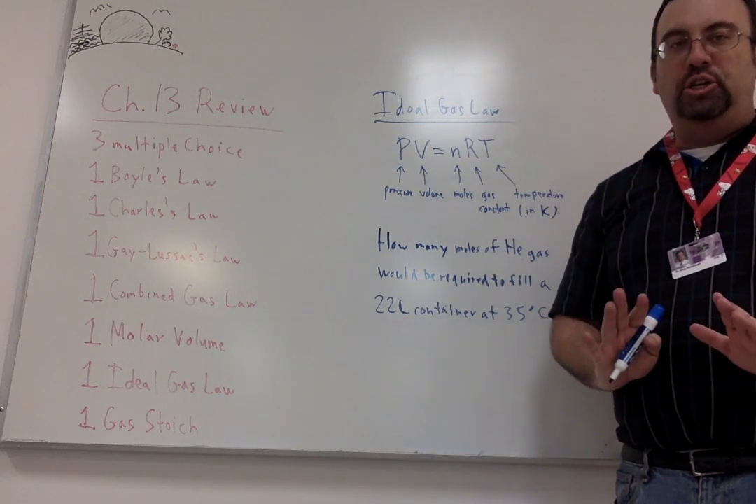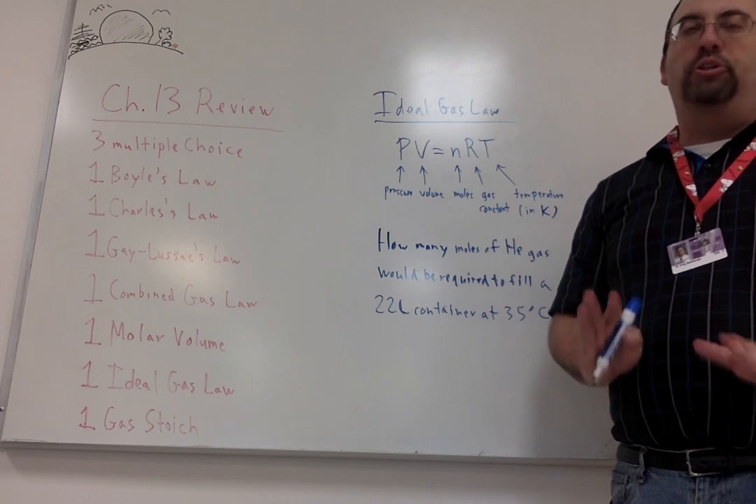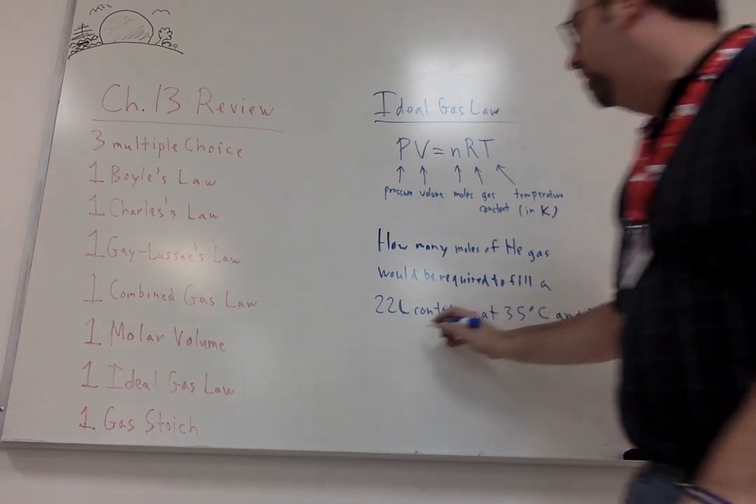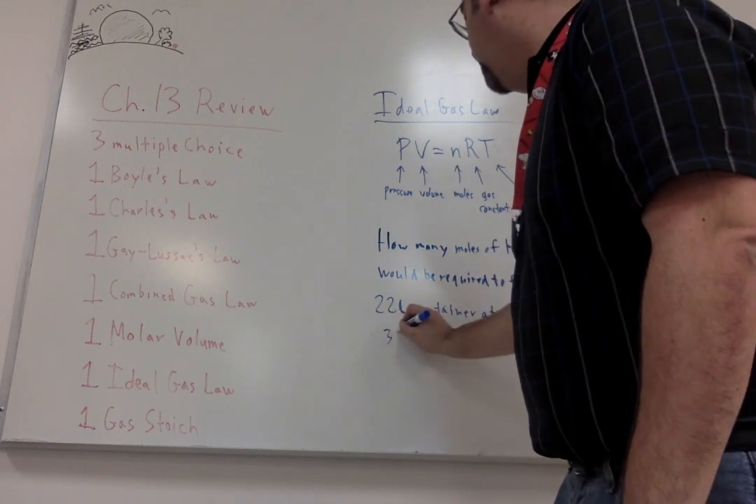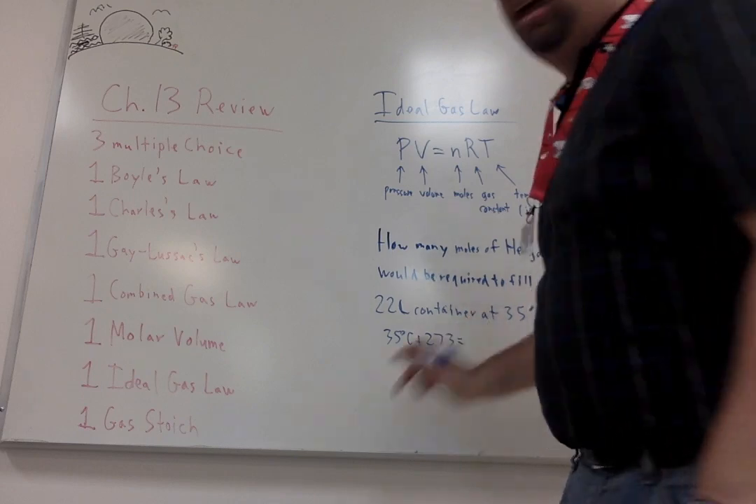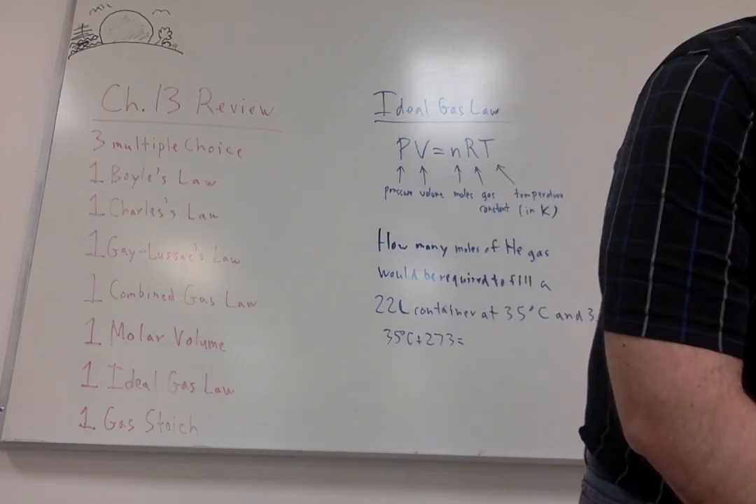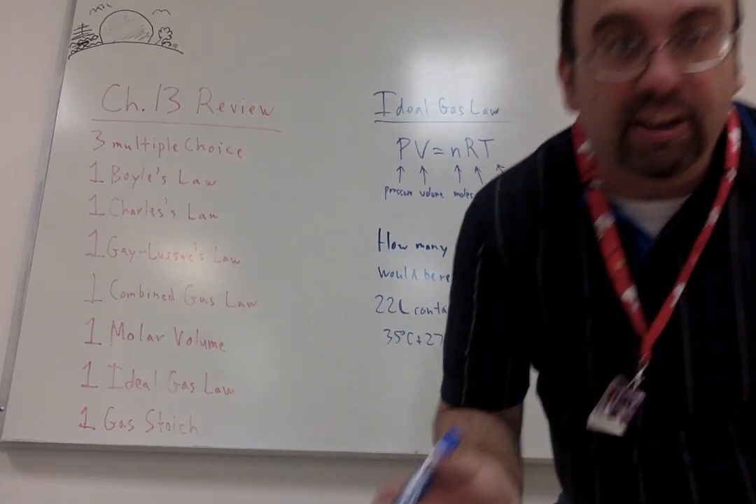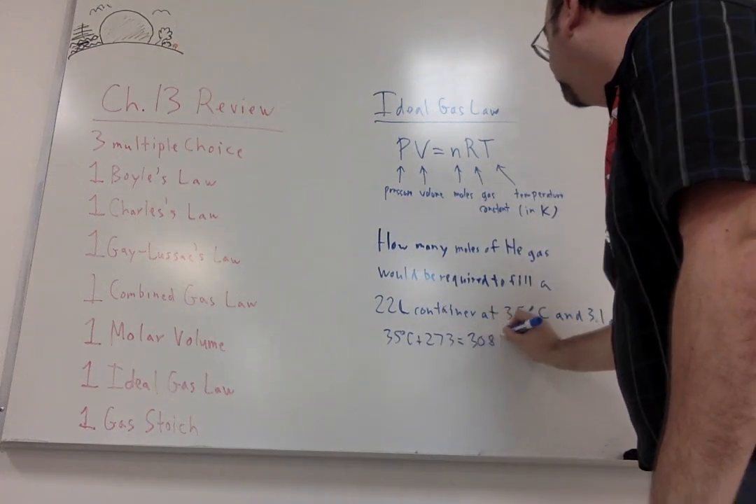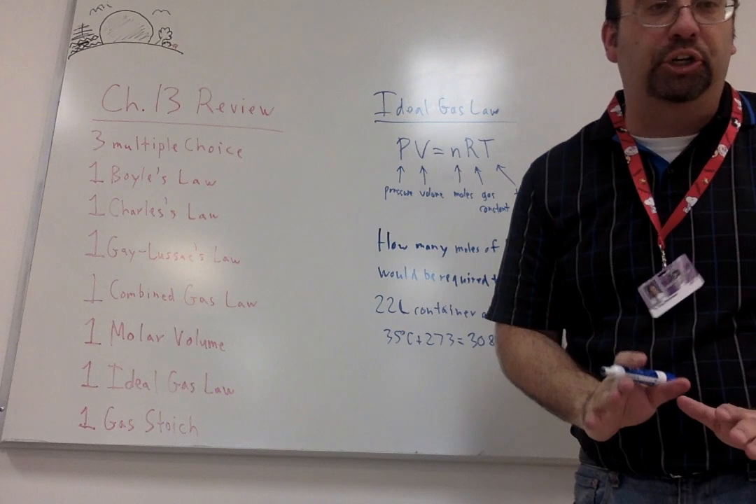The first thing we need to do is always remember to convert to Kelvin. And so we have 35 degrees Celsius. We're going to take 35 degrees C plus 273, and that is going to give us 308 Kelvin. So that's going to be our temperature.